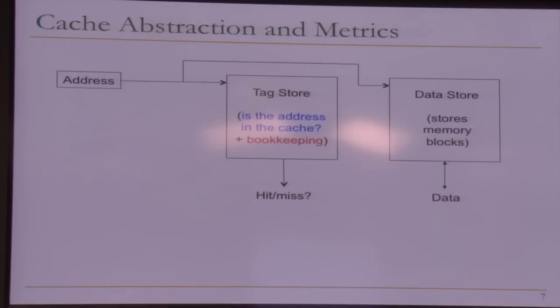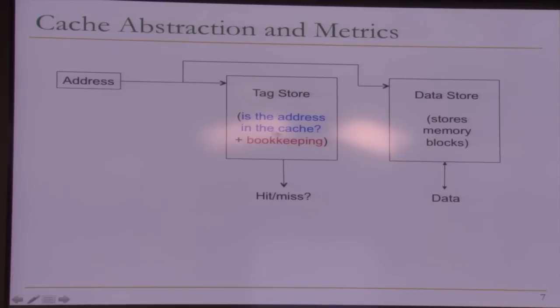Okay, so this was the slide that I stopped at. Basically, this is kind of the abstract view of a cache. You supply an address to it, and there's some metadata, we could call this a metadata or tag store, that basically does bookkeeping and answers the question, is this address in the cache? And it does other bookkeeping to decide what to keep in the cache and what not to keep in the cache. And we will see some of that metadata. But this is the abstract view.